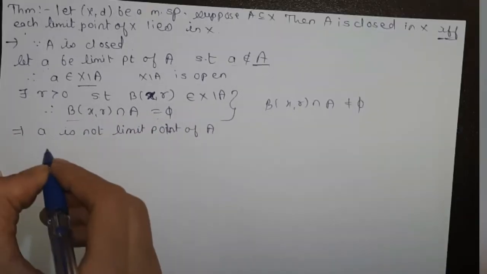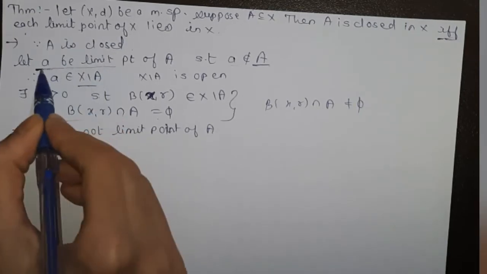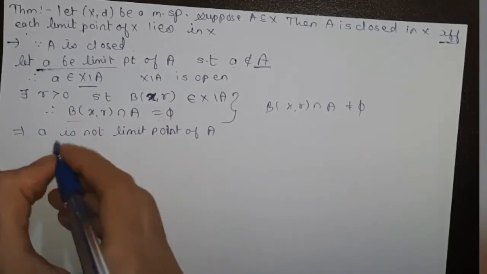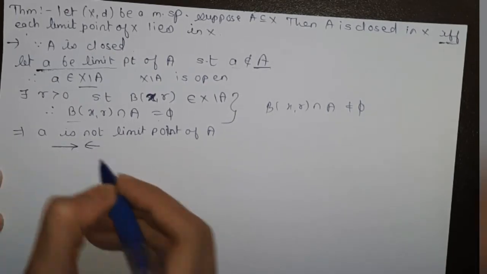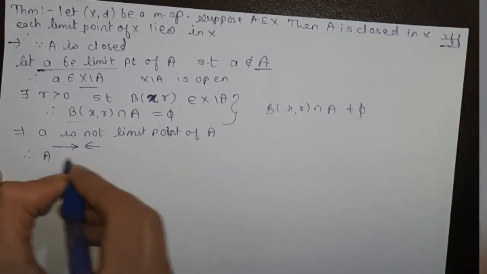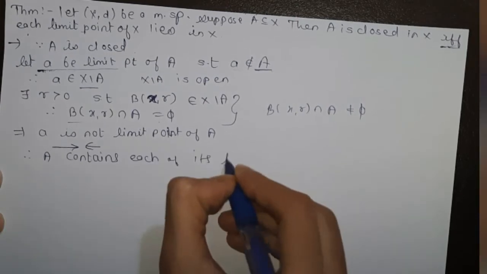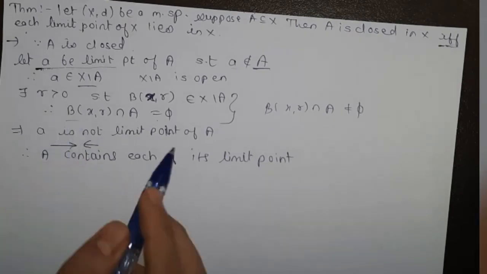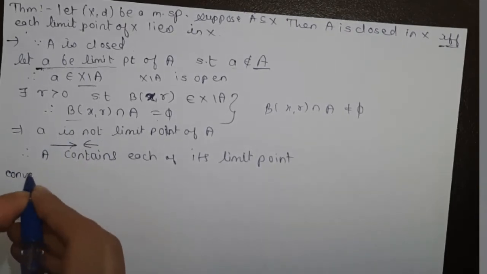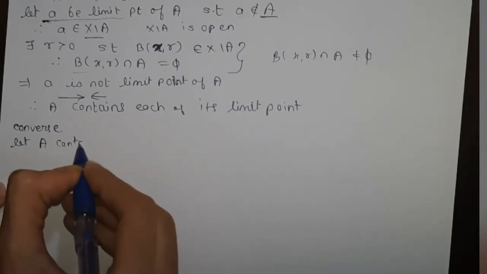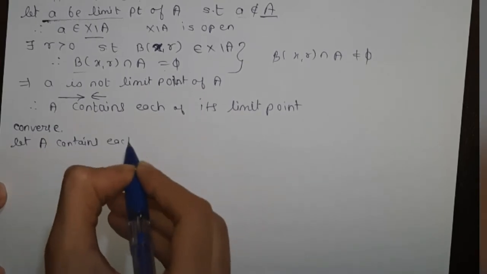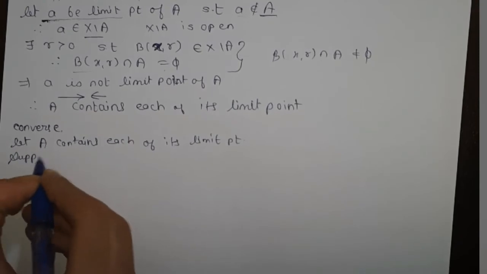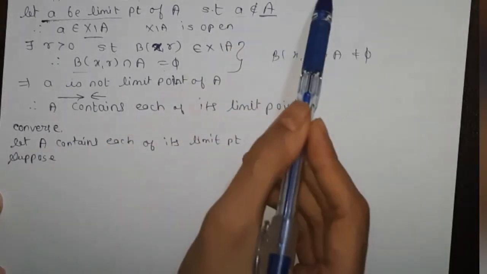But here we assumed a is a limit point of A and we got that a is not a limit point of A, which is a contradiction. That's why A contains each of its limit points. Here we prove our first part. Now we will prove the converse. Let A contain each of its limit points, and we have to prove A is closed.